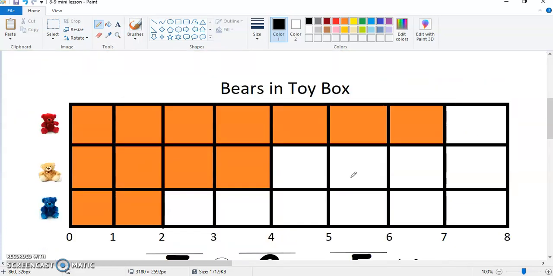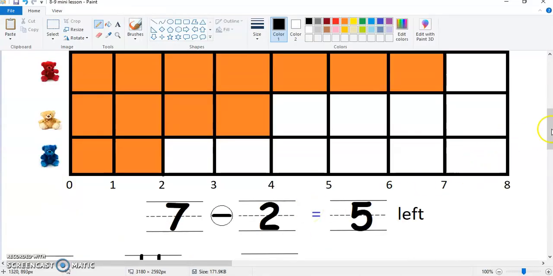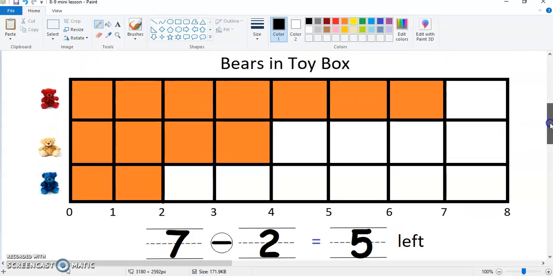So looking at your paper here, this bar graph shows how many bears are in the toy box. So Max goes to the toy box and he takes out 2 red bears. That means we're taking them away. There they are. So we used to have 7 red bears, then he took out 2 red bears. How many red bears are left in the box?